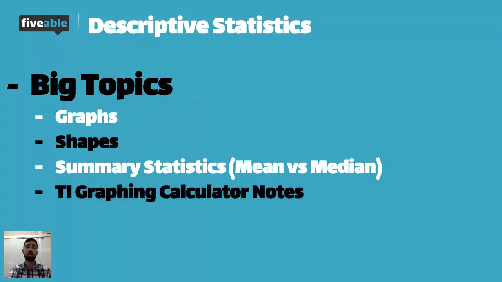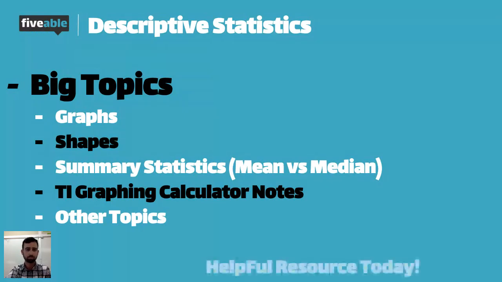And then TI graphing calculator notes. So a lot of the graphs that you're going to have to create on the AP exam can be done on your calculator. So we're going to take a look at that today. And then there are some other minor topics that we're going to cover in this descriptive statistics unit. So hang tight for that.